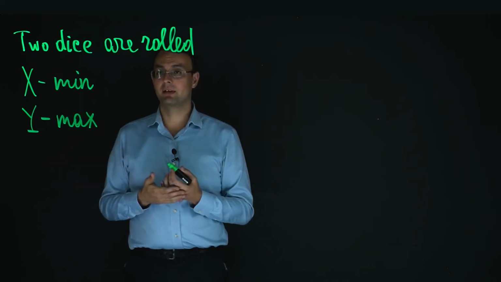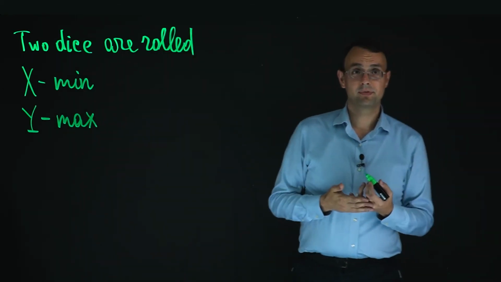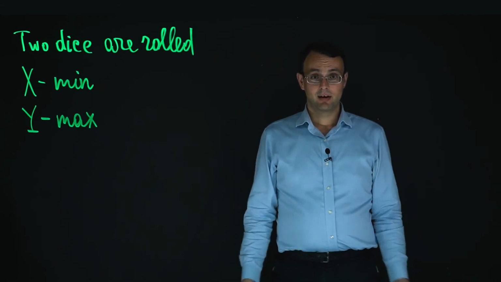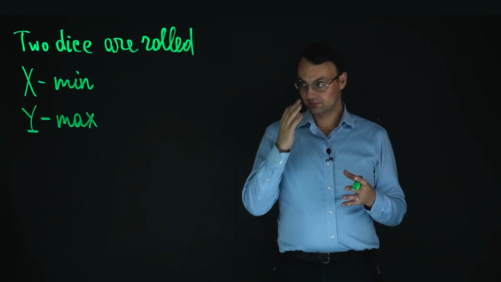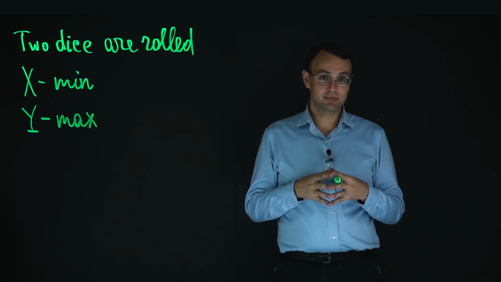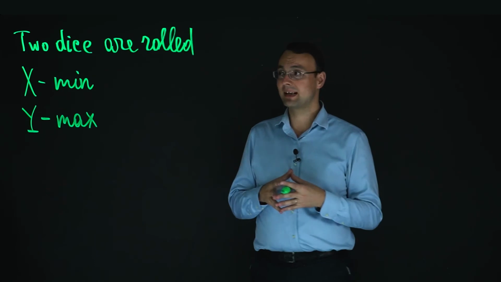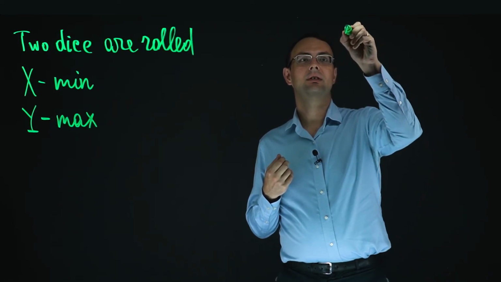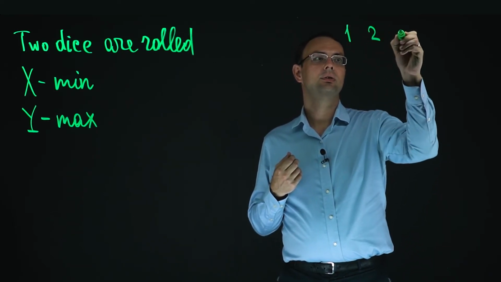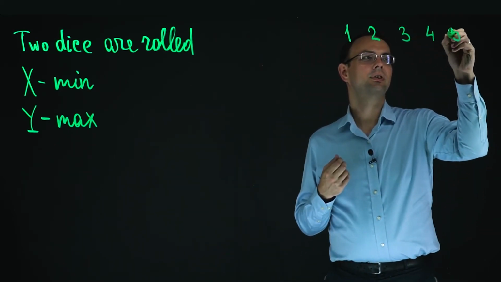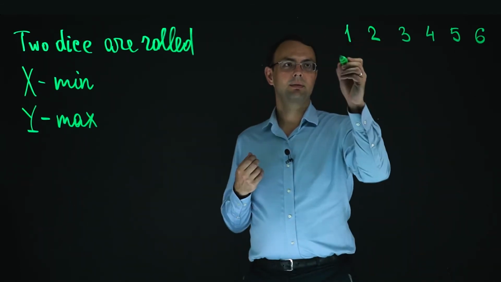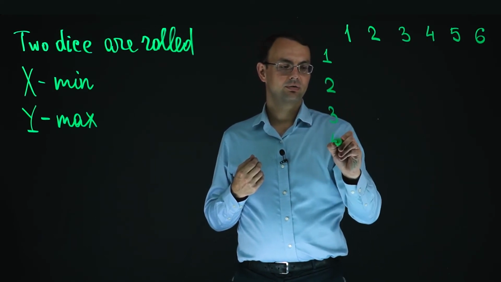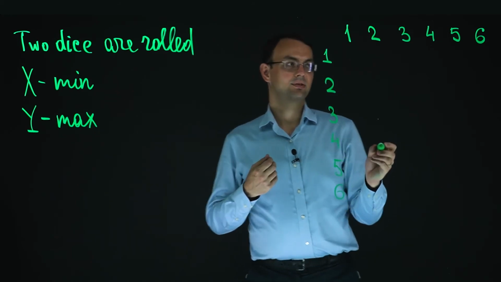How can this be done? We should describe the sample space as the first step. So we are to understand what the experiment is and how many outcomes it has. With two dice, the first die can give us 1 or 2 or 3 or 4 or 5 or 6. The same is true for the second one.